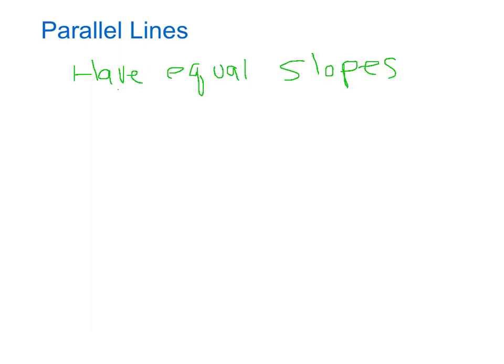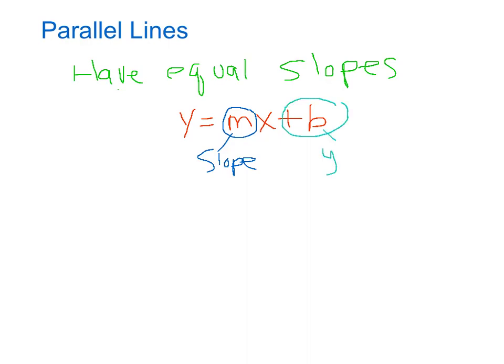And if we're looking at equations that are in slope-intercept form, where we have y equals mx plus b, just remember that whatever is in the m position is the slope, and whatever is in the b position is the y-intercept. We want to focus on what number is in the position of the slope.